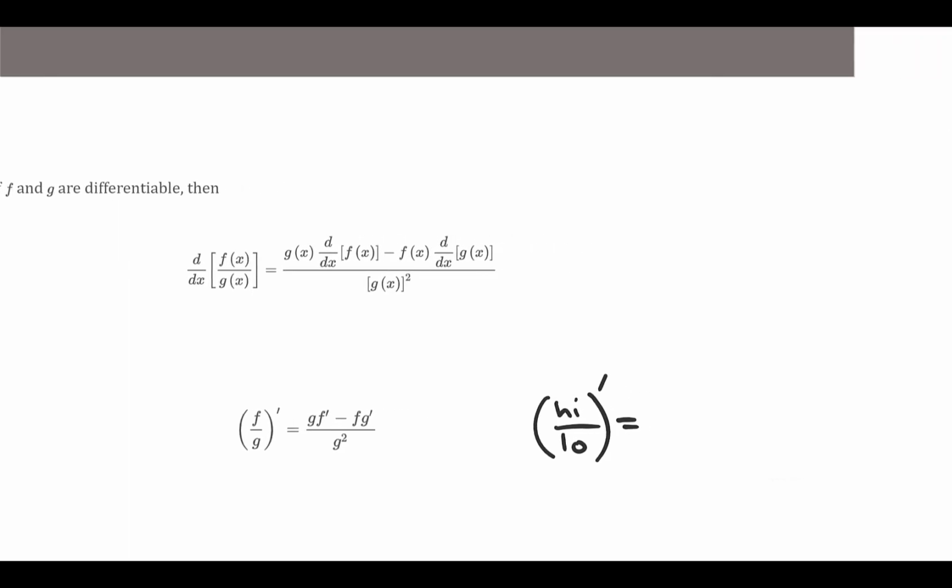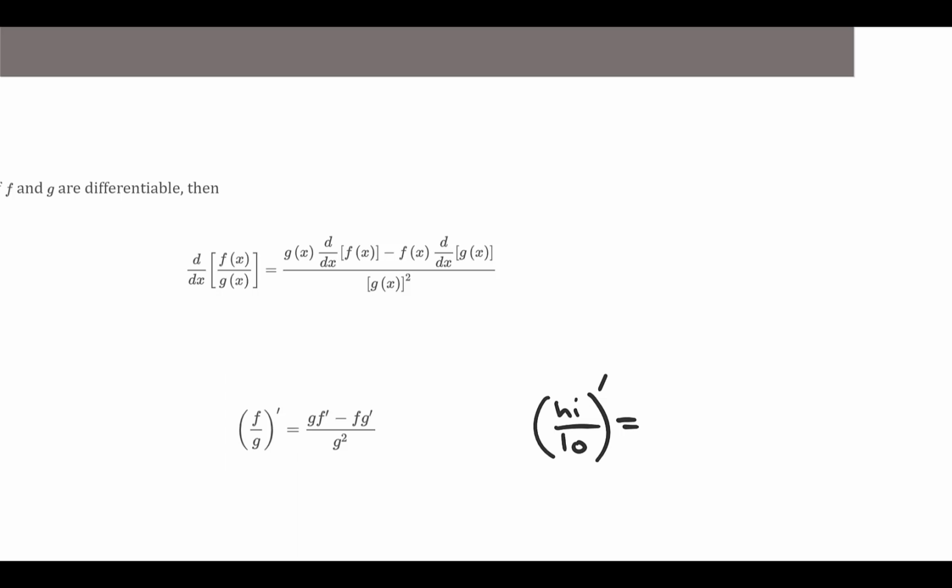Now, D means derivative, okay? So here we go. Low D high, high D low, square the bottom, away we go. All I need to remember to get this down is low D high.